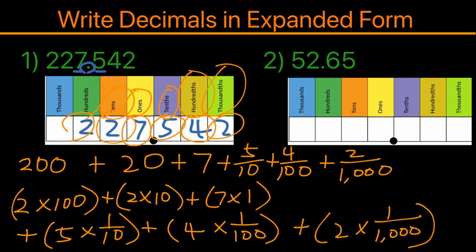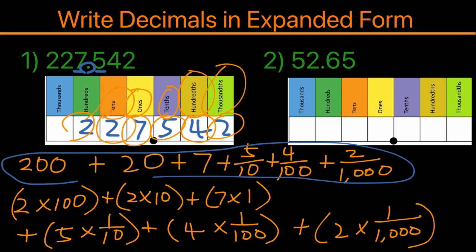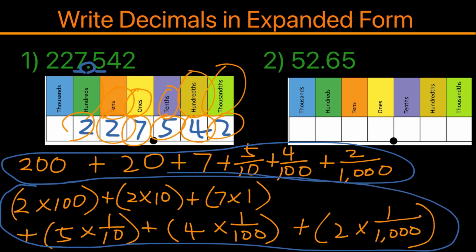So by looking at this, we can see that the expanded form is written out like this. And then we have the parentheses format, which we write it out like this. So on an assignment or test, they would give you different examples of expanded form and expect you to understand how they got the expanded form from the number. Now let's go to the second example.